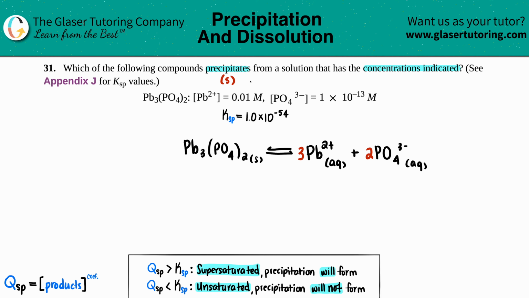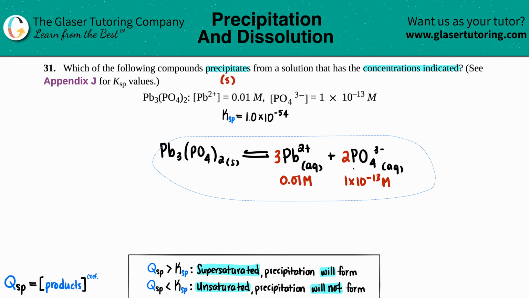And now, let's just put down what we got. The lead they told us was 0.01 molarity. Do not fall into the trap of timesing it by 3 because you see a 3 in this balanced equation. The balanced equation coefficients have nothing to do with starting amounts. This is what they gave you, no more, no less. So the lead concentration is 0.01 molarity. And the same thing for the phosphate: you just have 1 times 10 to the negative 13th molarity. You do not times it by 2.